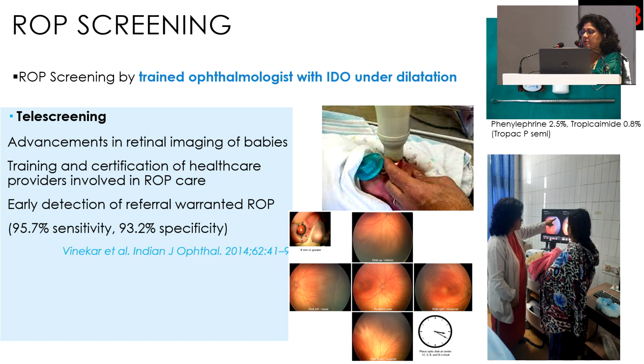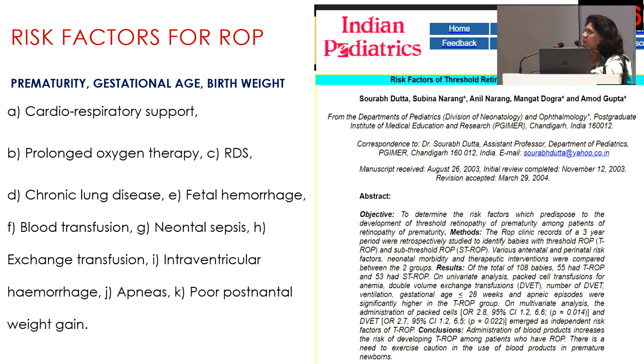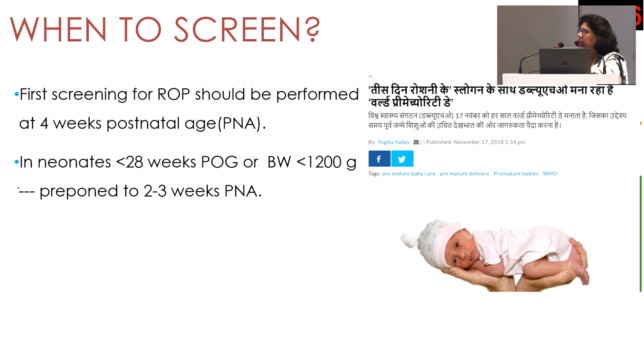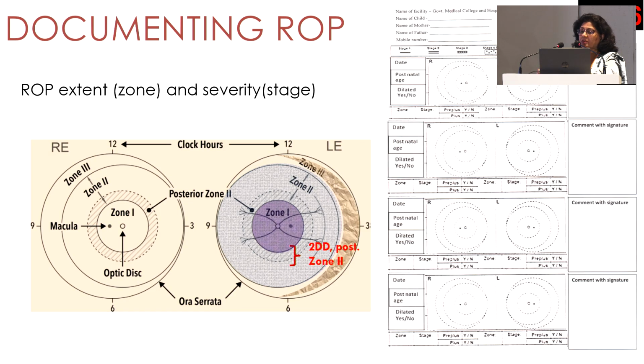There are various risk factors for retinopathy of prematurity. In our setup, we found that double volume exchange transfusion is the most common independent risk factor. We have to screen these babies in the first 4 weeks of postnatal life. And in case your baby is smaller, less than 28 weeks and less than 1200 grams, then we prepone the screening to 2 to 3 weeks of postnatal age. It's a famous slogan by Dr. Subhadra Jalali, 30 din roshni ke, easy to remember. And after you screen, you must document this because of the medico-legal issues associated with it. We must know the extent of the disease, that is which zone it involves, and the severity of the disease.